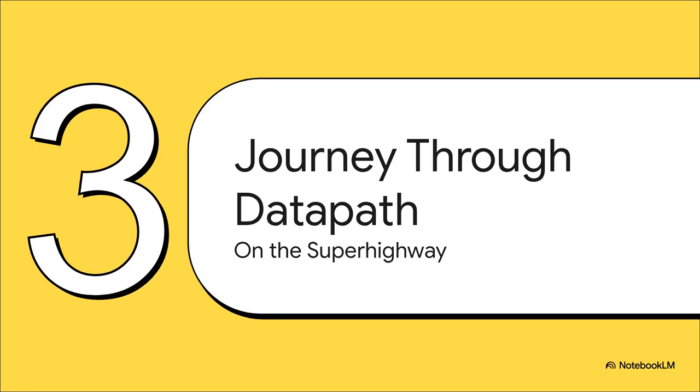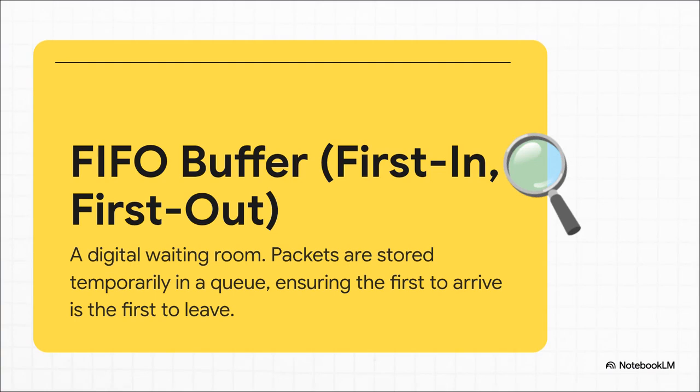Yes, our packet got the green light. It's been granted access, and it is now officially cruising on the data superhighway. So what happens next? What's the journey like as it zips right through the core of the system? Okay, so sometimes, even on the express lane, you have to wait a little. This is where something called a FIFO buffer comes in. FIFO just stands for first in, first out, and you can think of it as a digital waiting room.